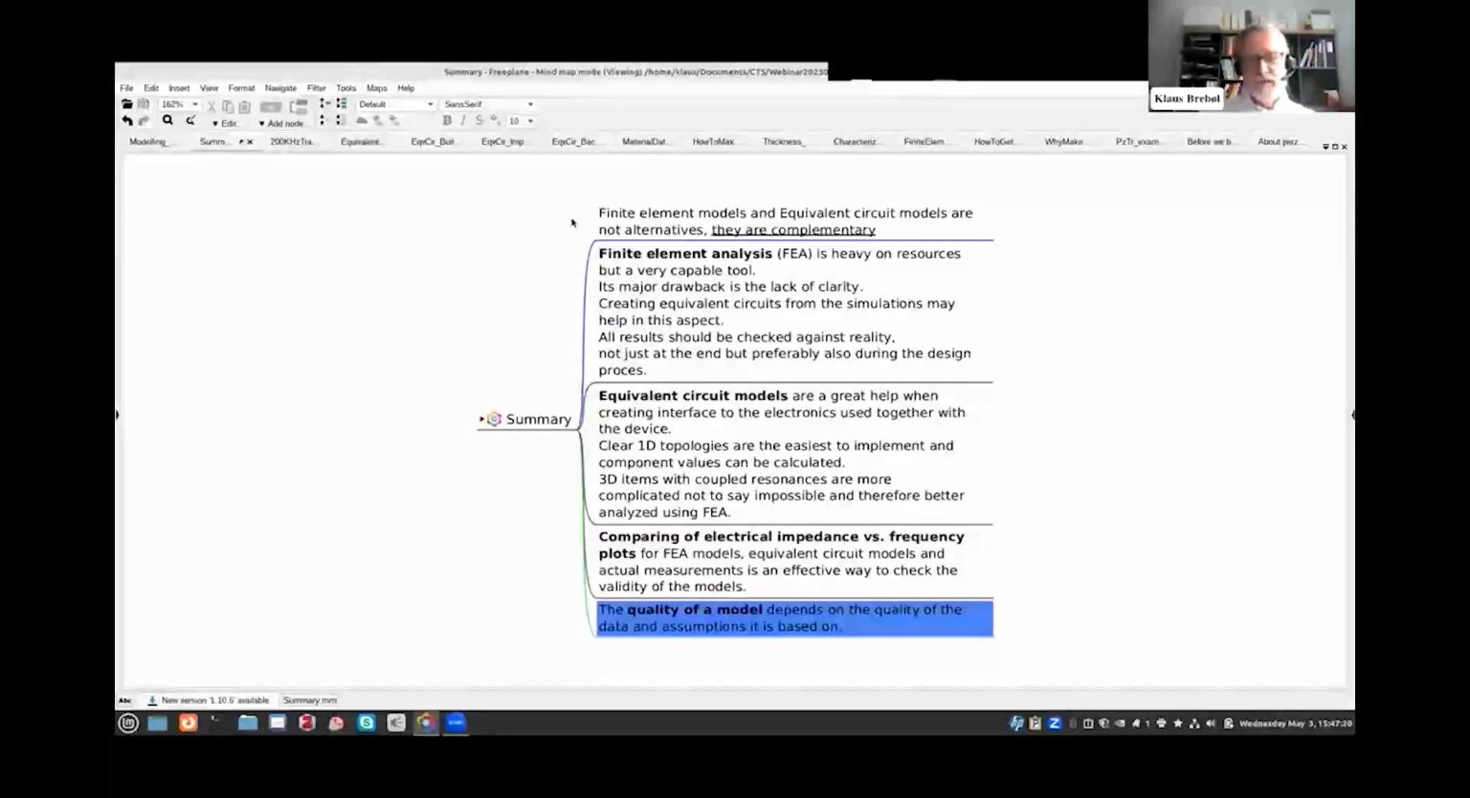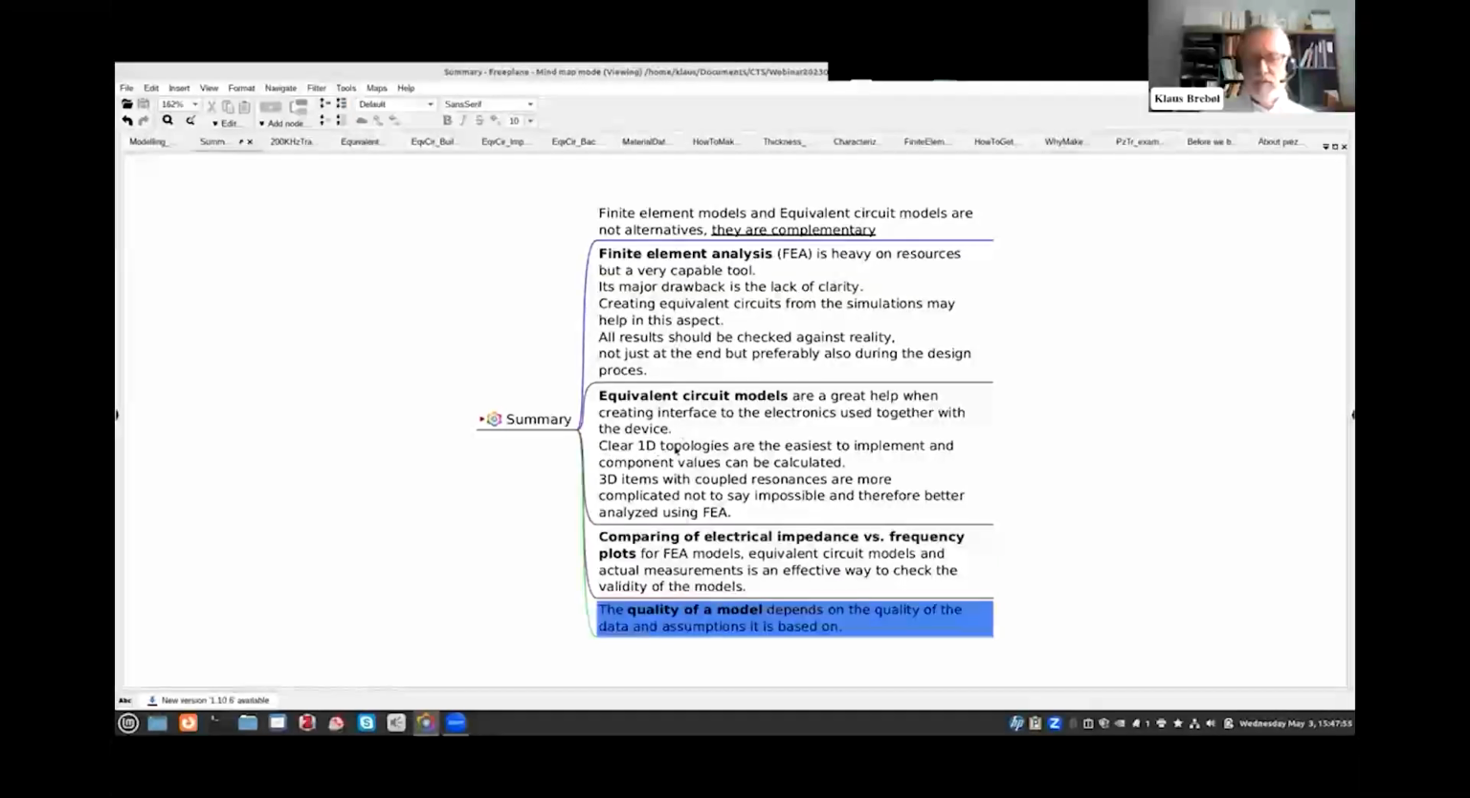In summary, finite element models and equivalent circuit models are not alternatives, they are complementary. Finite element analysis is heavy on resources, but it's a very capable tool. Its major drawback is the lack of clarity, and creating equivalent circuits for the simulations may help in this aspect. All the results should be checked against reality, not just at the end, but preferably also during the design process. The equivalent circuit models are a great help when creating interface to electronics used together with the device.